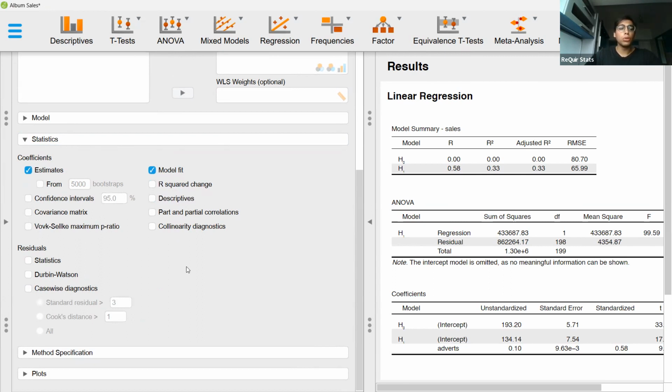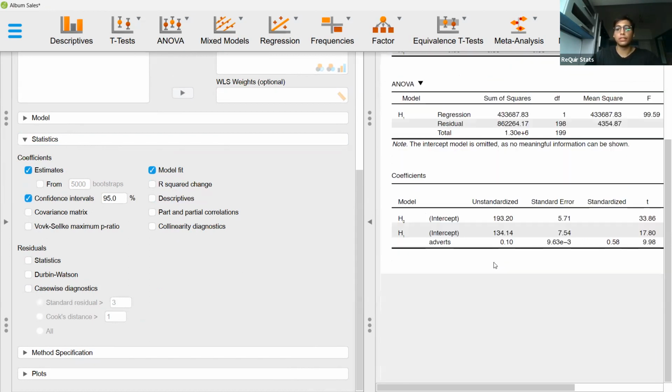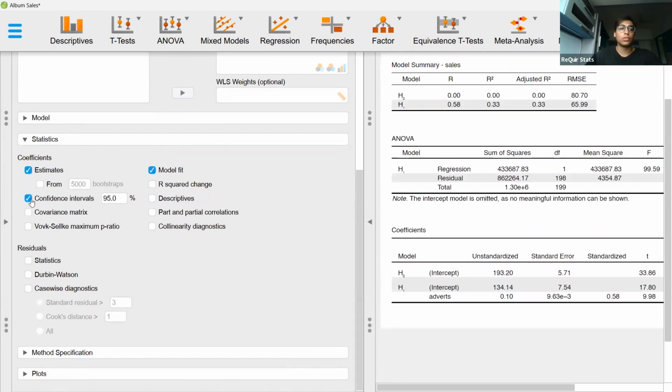The most basic statistics that we need are, of course, confidence intervals. So that is a must to have. Confidence intervals are a must. So you select this checkbox. Bootstrapping is also a topic for another session.